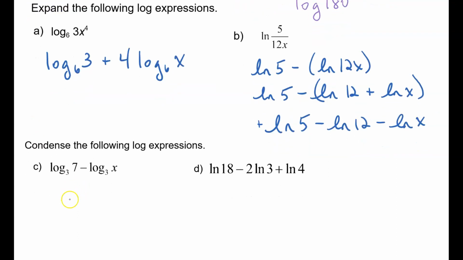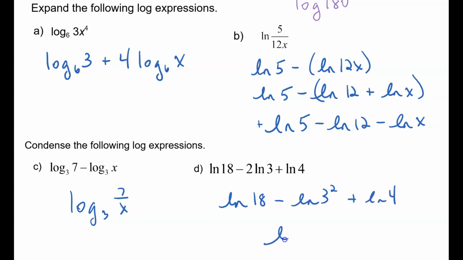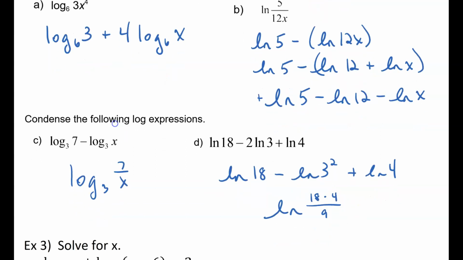Okay, everybody seemed to do fine on this one. Log base 3 of 7 over x. And everybody seemed to do fine on this one. First step was this, and then it became minus natural log of 3 squared plus natural log of 4. And we can just throw, again, 18 is a positive, 4 is also positive, so those both go to the numerator, and then 9 was a negative, so in the denominator, equals natural log of 8.